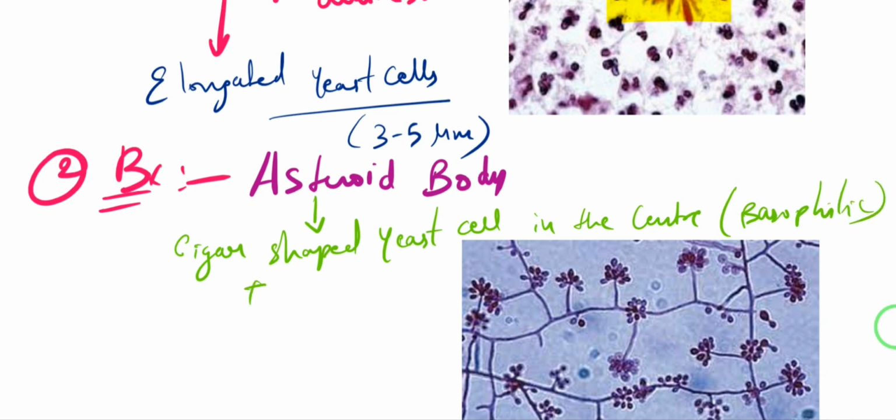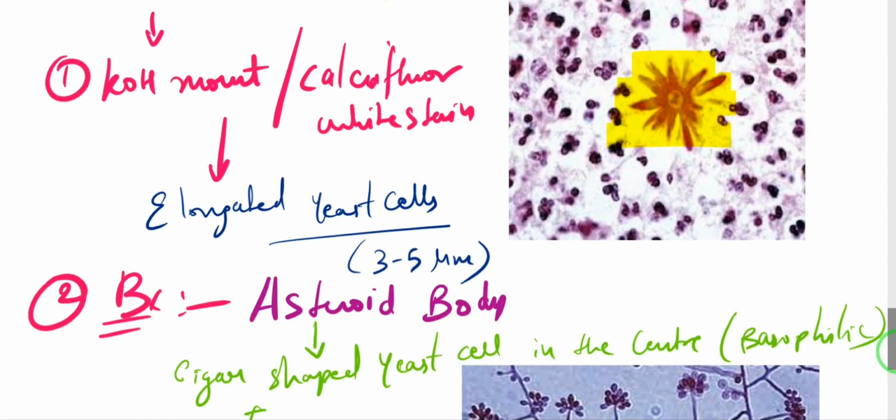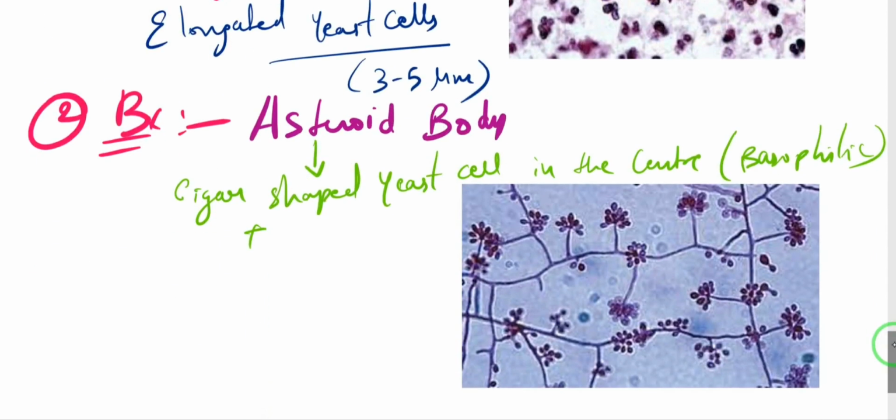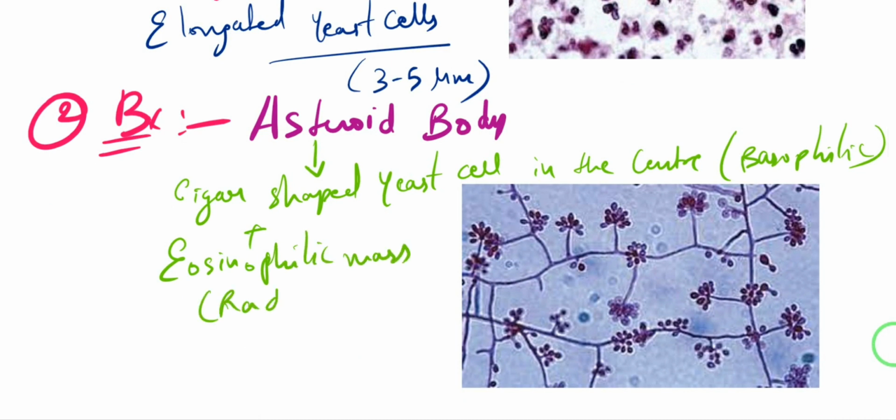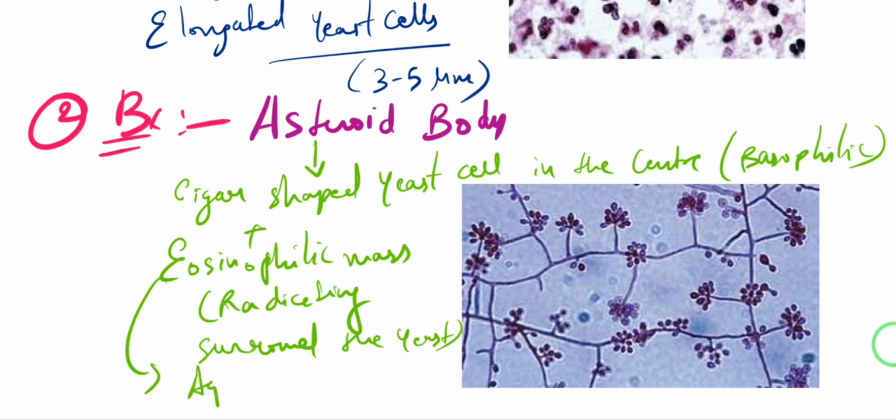Plus we see this radiating pink thing. This is the yeast cell that I was talking about, and this pink radiating thing is nothing but an eosinophilic mass composed of the antigen antibody complex. So it is an eosinophilic mass which is radiating, surrounding the yeast cell, and it is composed of the antigen antibody complex. Asteroid body, by the way, are also seen in cases of aspergillosis or candidiasis as well.